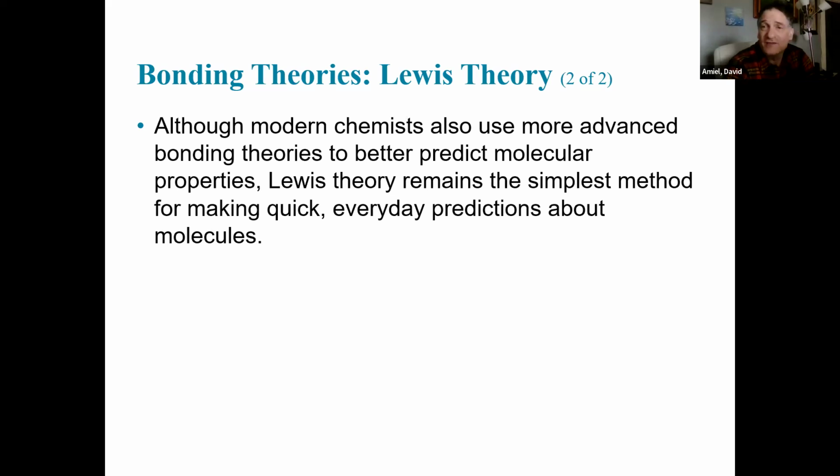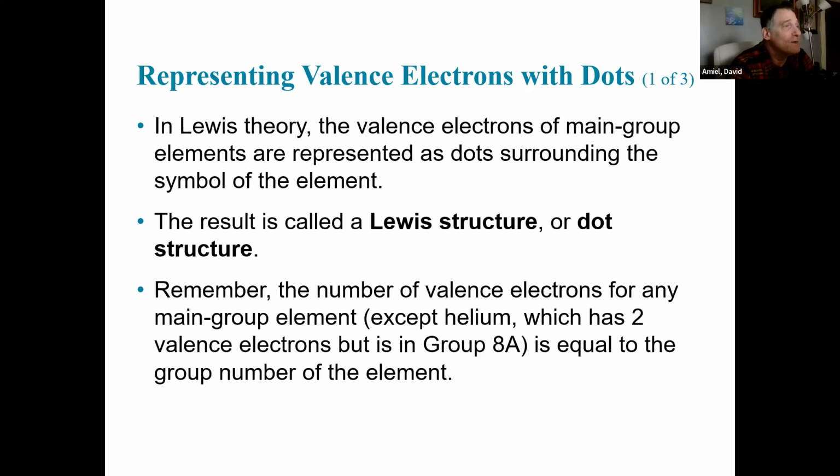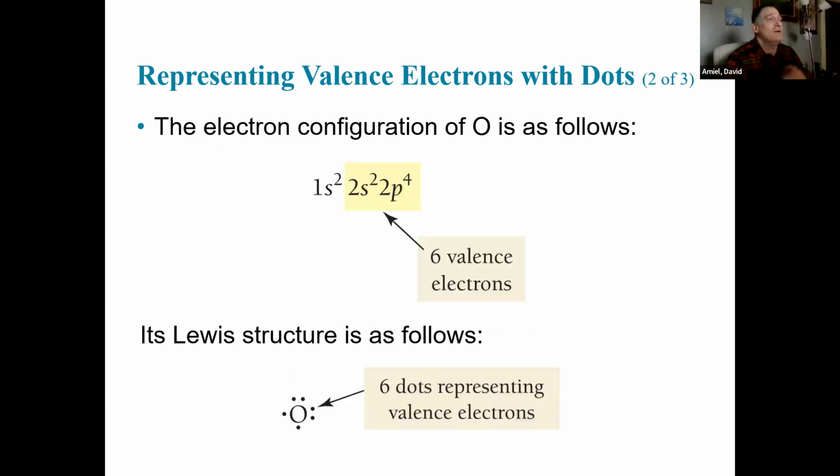Lewis theory has some exceptions, doesn't work in all cases, but is still used today to explain the bonding properties of many, many types of molecules. Okay, we start with the electronic configuration. That's why this is a continuation of chapter 6. And let's look at oxygen here.